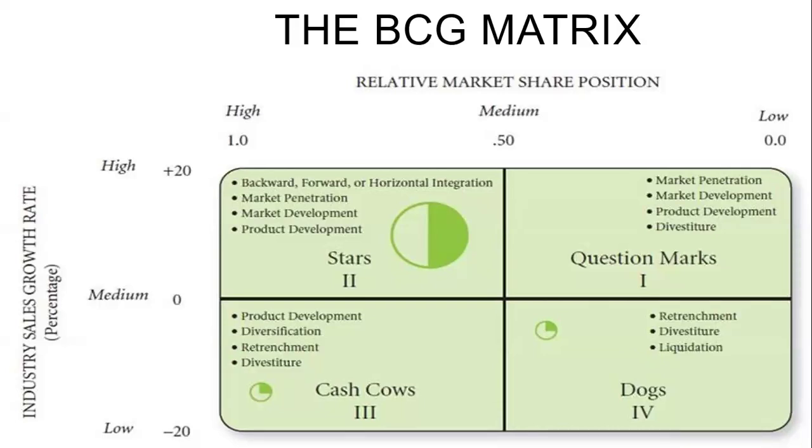Now, when the BCG matrix characterizes an organization as currently being a cash cow, the characterization of cash cow is that the company in question is having a lower industry sales growth rate, but a higher relative market share position.